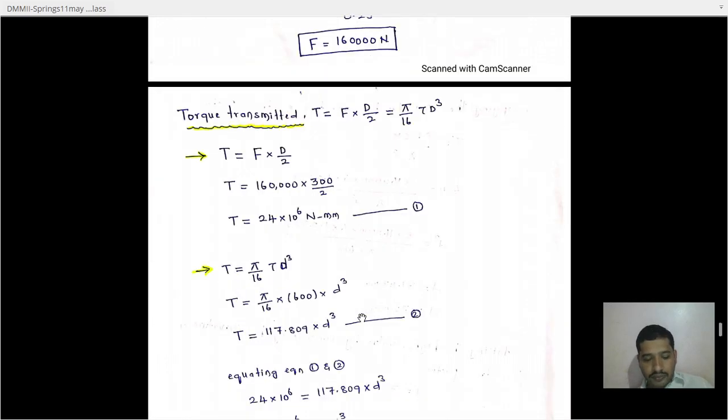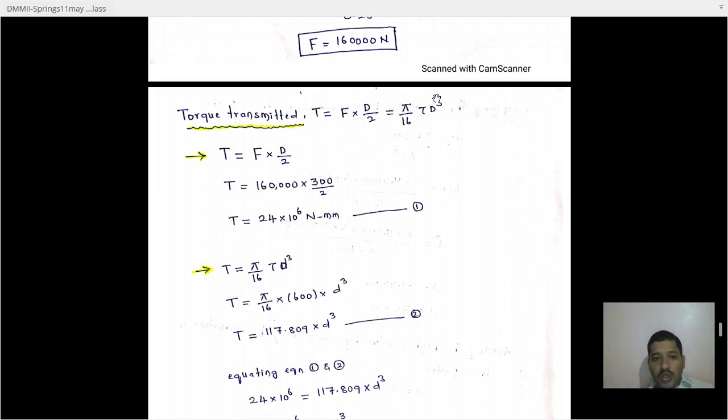After that, you need to find out the torque transmitted. We already used this formula in maybe the fifth or sixth problem. What is the formula? Torque T is equal to maximum force into d by 2. This T value is also given by pi by 16 into shear stress into d cube.